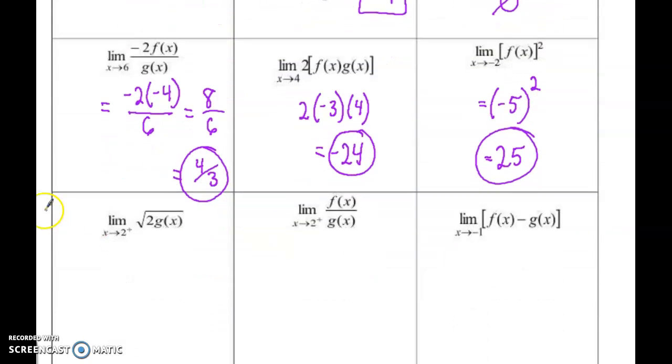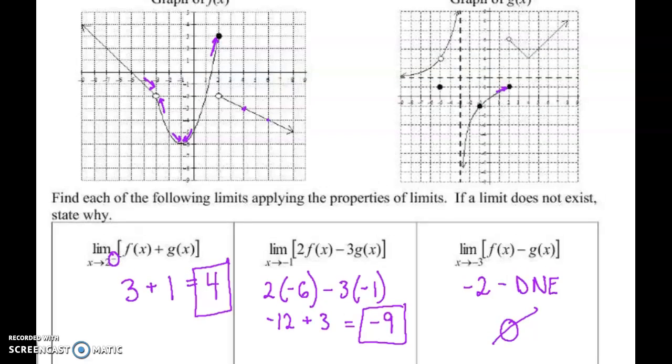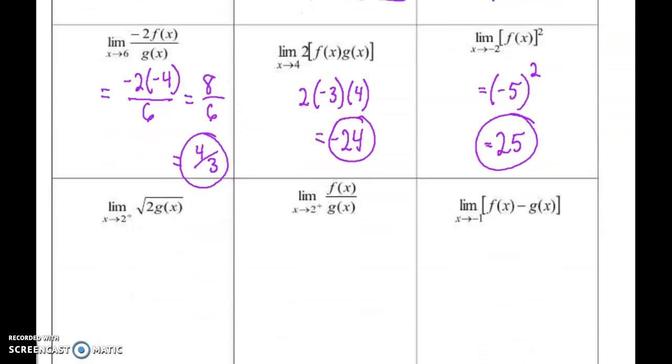And then same thing with the next one. Limit as x approaches 2 on the right side of the square root of 2 times g of x. We'll find the right side of x equals 2. Now the right side is this function up here. And if I count that correctly, 1, 2, 3, 4, 5, 6. Please let me know if I'm doing bad math.